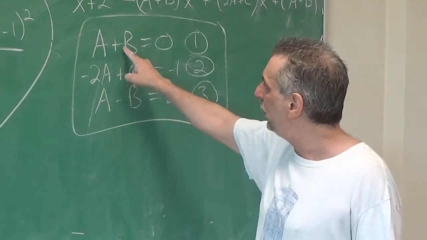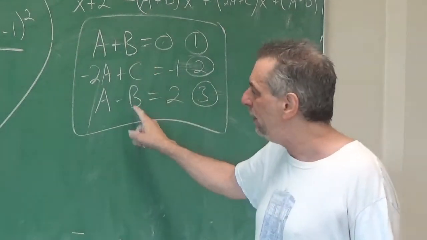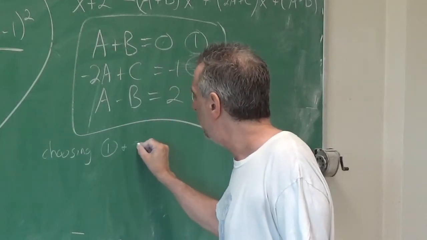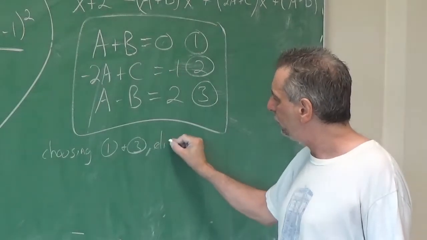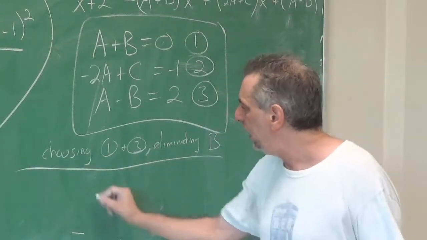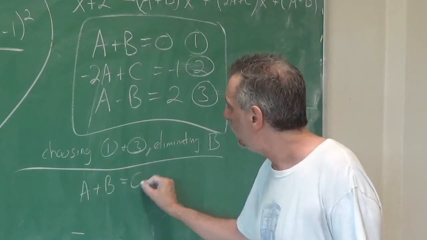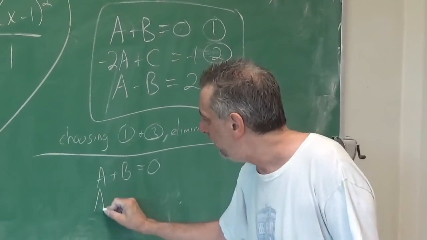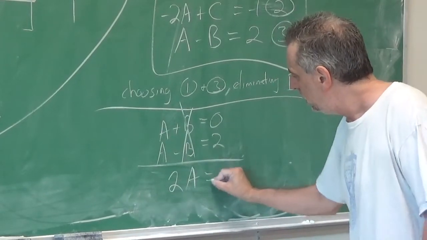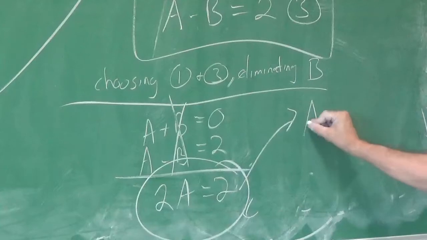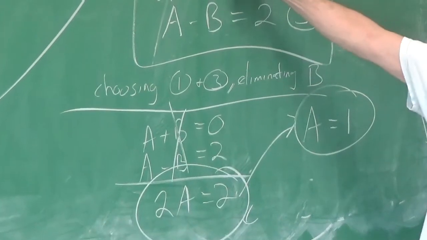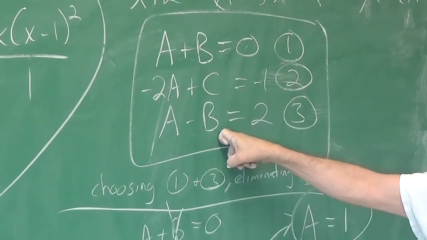So here, if you look at 1 and 3, again, we can easily eliminate the b's and solve for a. So choosing equation 1 and 3, eliminating b, we get a plus b equals 0 and a minus b equals 2. We add those together and immediately we get one of the 3 unknowns. A is 1. Now once we know what a is, pretty easy to find b using either this or this.